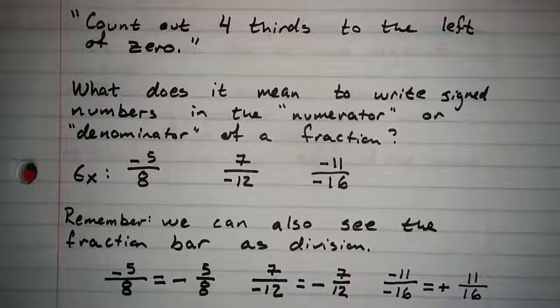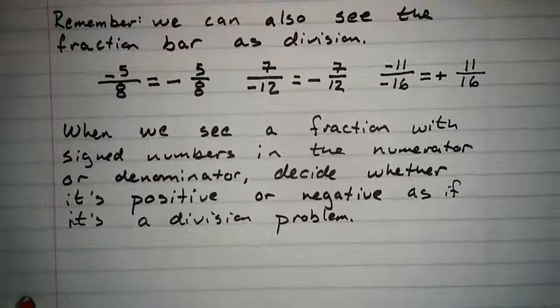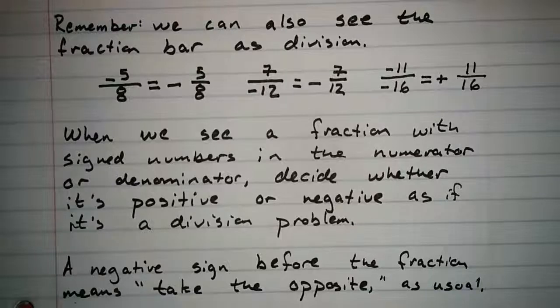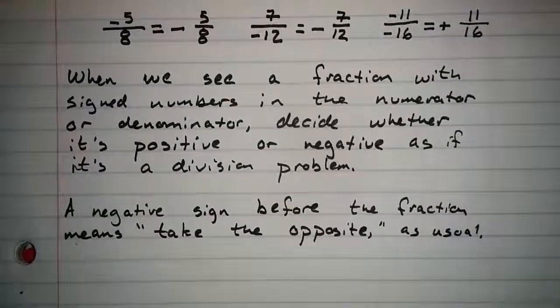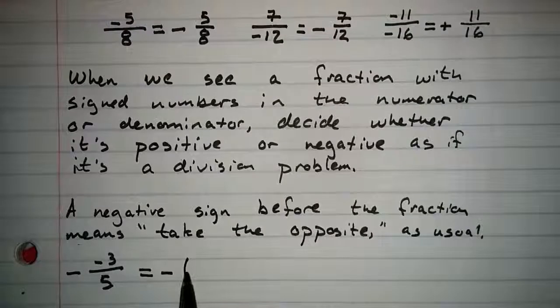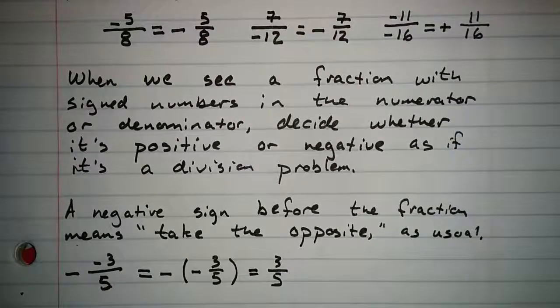So what should we do when we see one of these fractions with signs in the numerator and denominator? We should decide whether it's positive or negative, as if it were a division problem. Sometimes we'll also have a sign written out front. A negative sign before the fraction means take the opposite as usual. So, for example, negative 3 over 5: negative over positive is negative, and so the opposite is positive 3/5. Let me give you a couple of these to try.